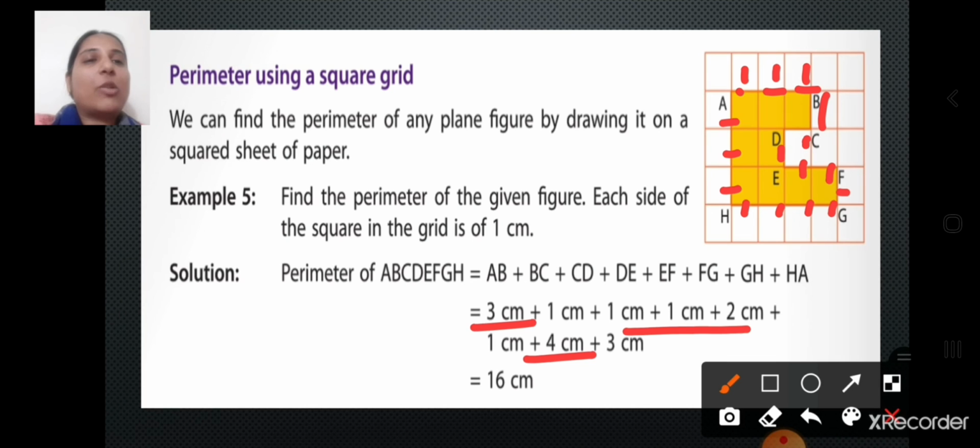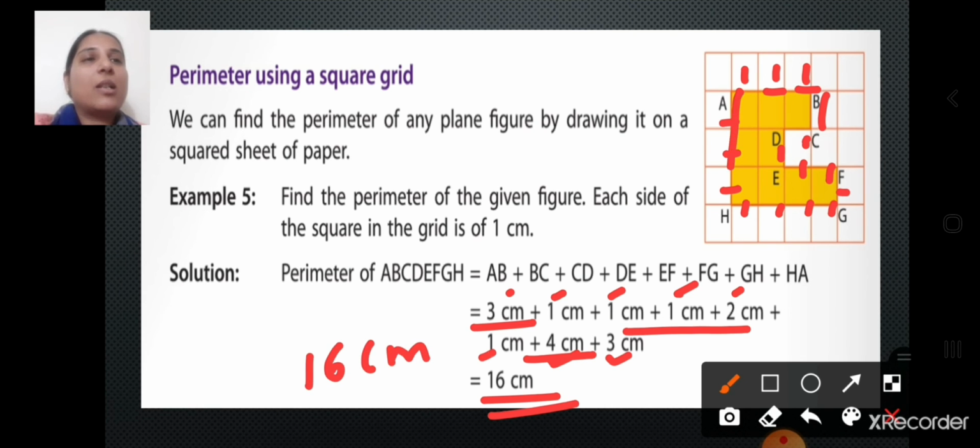So when we add, this would be 3, 4, 5, 6, 7, 8, 9, 9 and 4 is 13, 13 and 3 is 16 centimeter. So this 16 centimeter would be the perimeter of this shaded figure here. Okay. So understand, children, how to find the perimeter using a square grid.